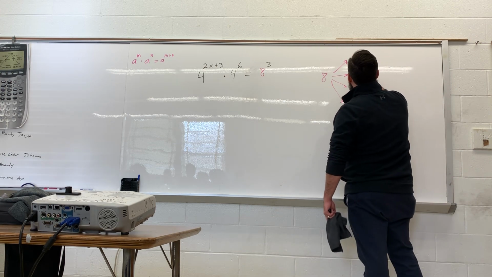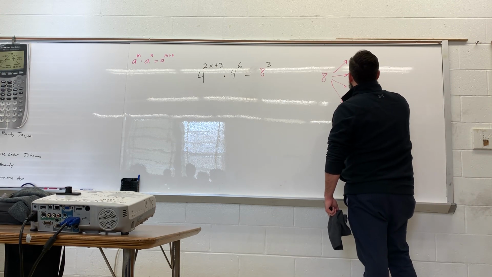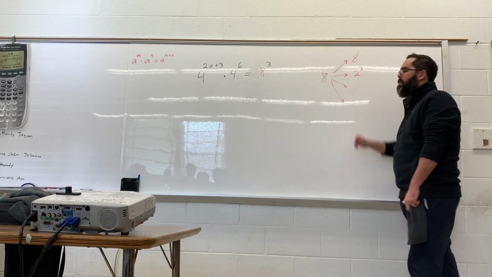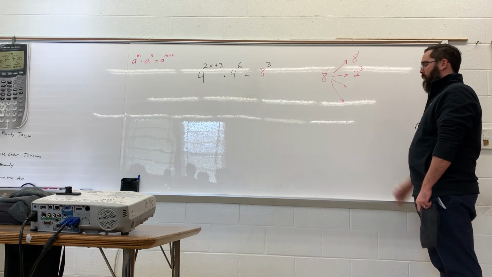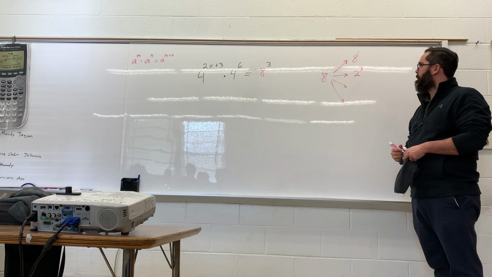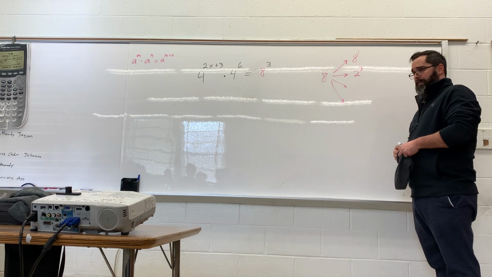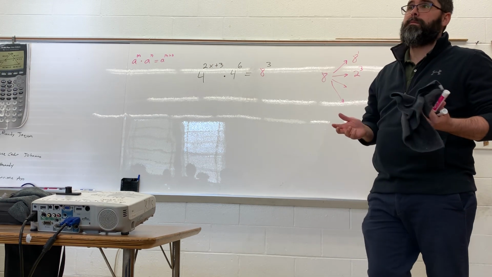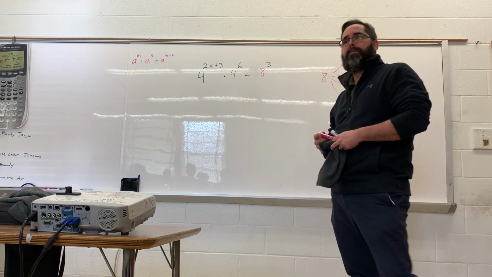2 to the third. What about 4 squared? No. That doesn't make sense. That's 16, right? Not 8. Alright, that's pretty much it, right? That doesn't help us, does it? We need it to be a 4. Well, we can't get it to be a 4, so what do we have to do?